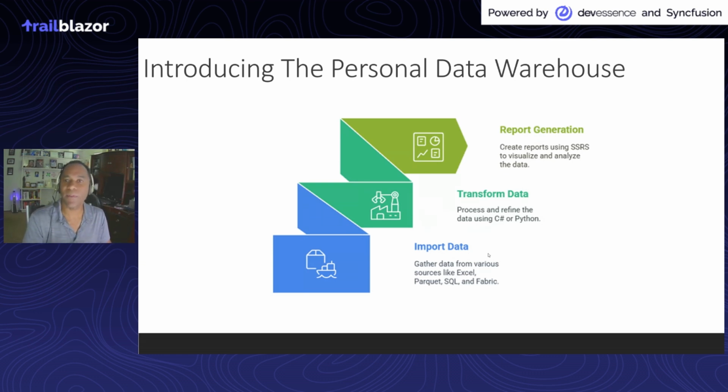And now let's talk about the personal data warehouse. The personal data warehouse has three main components. Looking from the bottom to the top, importing data. That's the collection part we've been talking about. Transforming data in the middle. This is where we'll spend most of our attention. And report generation or exports. You'll see there at the top.